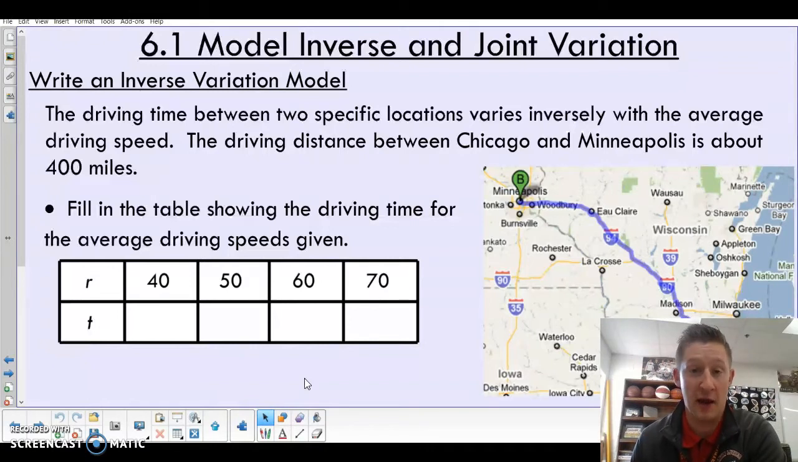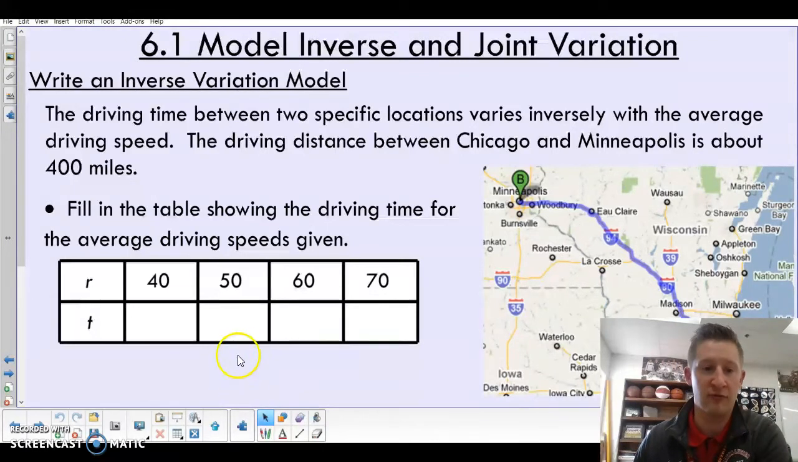from Chicago to Minneapolis, maybe I play for the Bears and I have to drive there for some reason, the driving distance from Chicago to Minneapolis is about 400 miles. Now, if you ride up I-94 and your average speed is 40 miles an hour, think about how long it would take you to get there.